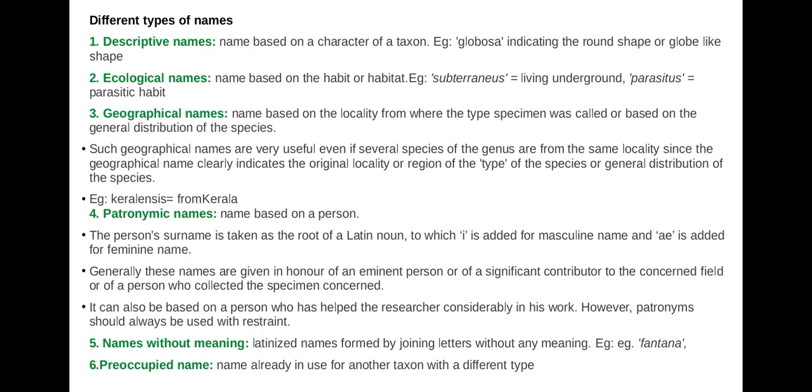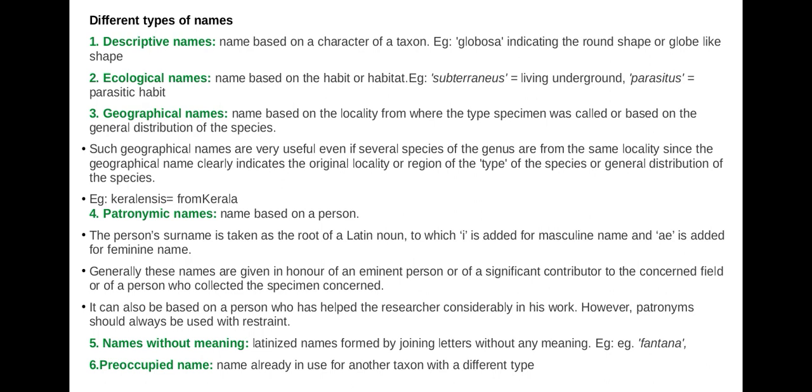Globosa indicates the round or globe-like shape. Then ecological names: names based on the habitat, subterraneus, like living underground. Parasiticus means parasitic habit. Geographical names are based on the locality from which the type specimen was collected or on the general distribution of the species. Such geographical names are very useful even if all species of the genus are from the same locality, since the geographical name clearly indicates the original locality or region of the type of the species or the general distribution of the species.